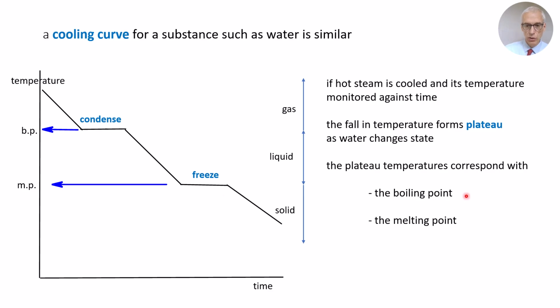So the plateau temperatures correspond to boiling points and melting points. That is, at the melting point, freezing and melting occurs depending on the direction of change. At the boiling point, condensing and boiling, or evaporation, occurs depending on the direction of change. Above the boiling point, we have a gas. Below the freezing point, we have a solid. In between, we have a liquid.